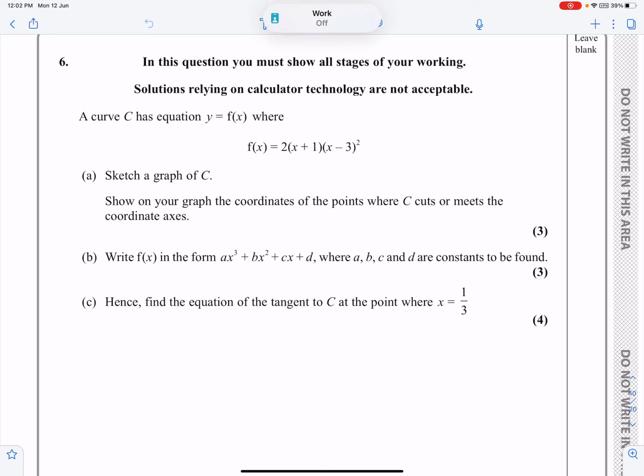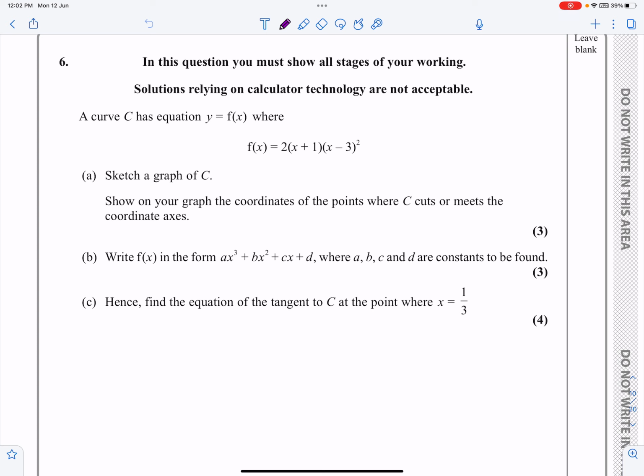Okay, this is the October 2021 paper, P1 paper. It's question number 6, which is graphs and transformations. We're going to be looking at a cubic graph. It's also towards the end a little bit of work on differentiation and finding gradients, tangents and normals. Okay, let's have a look at it.